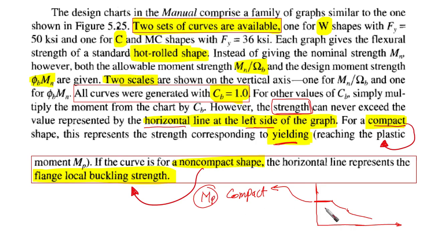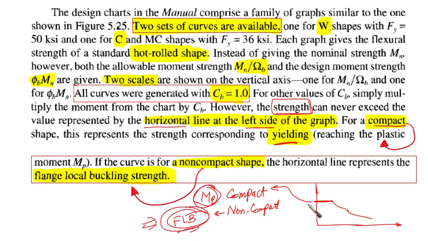But if we are going to find that this shape is non-compact, then the horizontal line in this case is not going to be Mp. It is going to be based on flange local buckling, because it's non-compact, it cannot reach Mp. And also the web is going to be compact, as we know, for hot rolled. So we are always concerned with the flange local buckling.